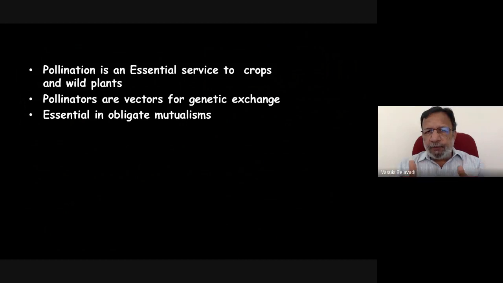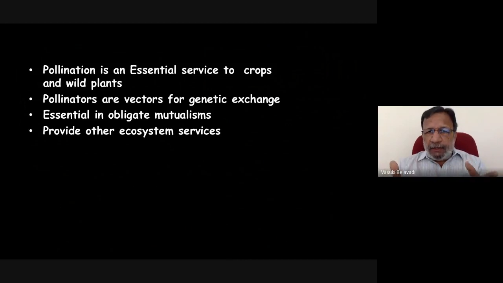Obligate mutualisms do occur in many species pairs, like the fig and the fig wasps. There are about 800 species of figs in the world, and there are nearly 800 species of fig wasps. So each species of fig depends on a particular species of fig wasp. The fig cannot produce seeds if the fig wasps are not there, and the fig wasps cannot survive if the fig is not there, because they breed inside the flowers of figs. So there is an obligate mutualism.